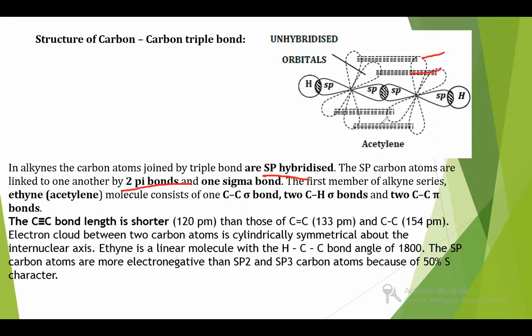These two are pi bonds. This is a pi bond and this is a sigma bond. Both of these pi bonds are the same. Don't consider it as four bonds. It is two pi bonds and one sigma bond.